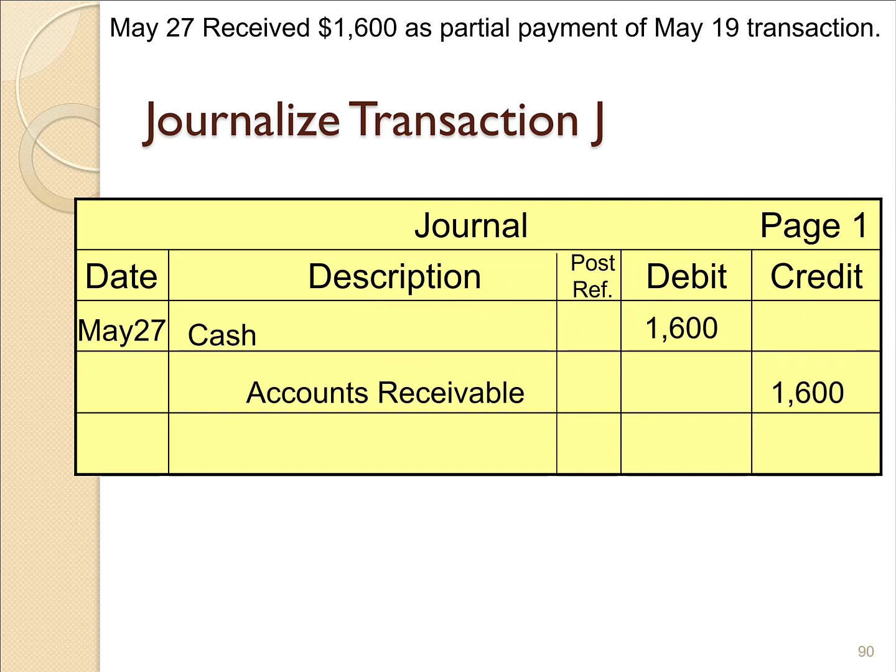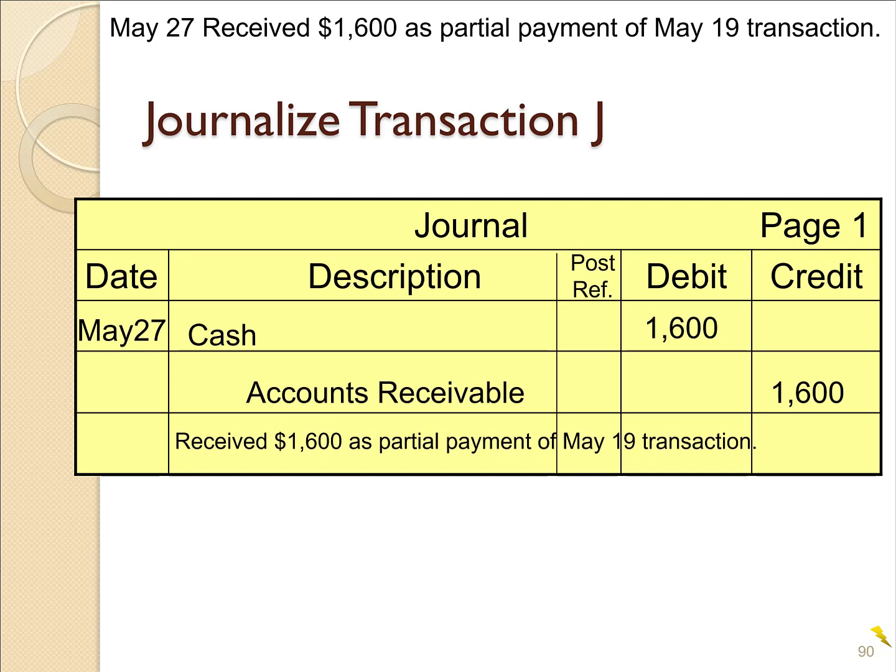And then in the explanation, the publisher says, received $1,600 as partial payment of May 19th transaction. A way more realistic, real-world explanation of this transaction is you would include the name of the customer who paid us, because we need to keep track of the customer AR separately. But we'll do that in an advanced chapter.